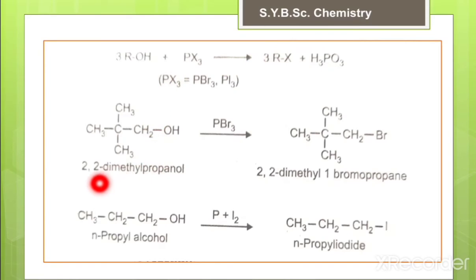Let us see an example. Here, 2,2-dimethyl propanol in the presence of PBr3. That means here OH is replaced by bromine, and finally we'll get the 2,2-dimethyl 1-bromopropane. Another example, n-propyl alcohol in the presence of phosphorus plus I2. Here again OH is replaced by iodine, and finally we get the n-propyl iodide.